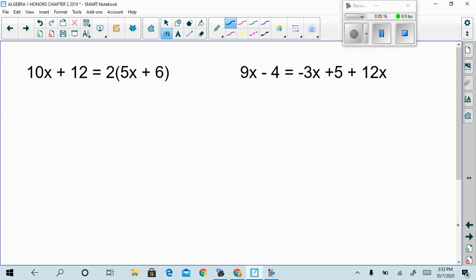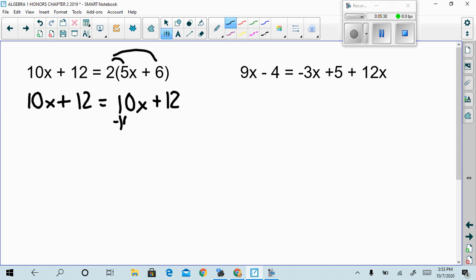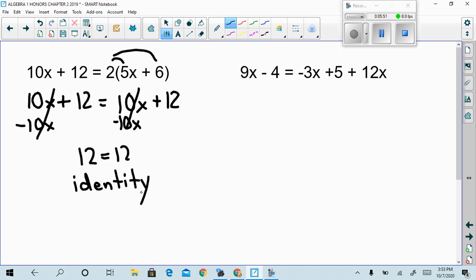Let's test a couple of them out. Before you start moving anything, you look to see if you can simplify. Nothing to simplify on the left, but there is a grouping symbol on the right. I now have 10x plus 12. You might stop there and say, wait, this is an identity. But if I collected my variables on one side, you're going to see that this does cancel out, and I get 12 is equal to 12, which is an identity. And if it's an identity, that means that I can choose any value of x that will make that statement true.